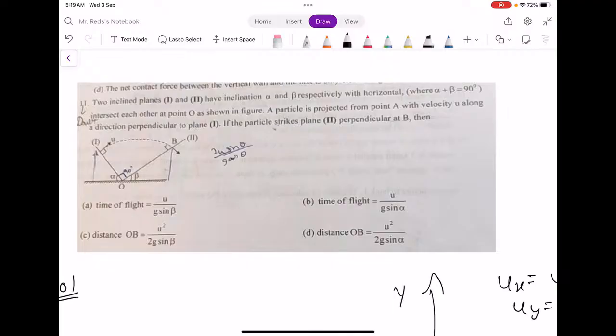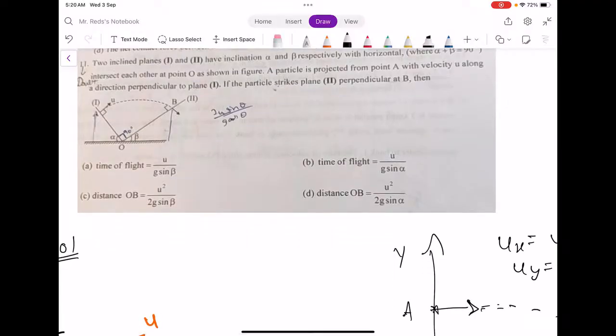It is given that two inclined planes 1 and 2 have inclination alpha and beta respectively with the horizontal, where alpha plus beta is equal to 90 degrees, and they intersect each other at point O as shown in the figure. A particle is projected from point A with velocity u along a direction perpendicular to plane 1. If the particle strikes plane 2 perpendicularly at B, then which of the following options is correct?